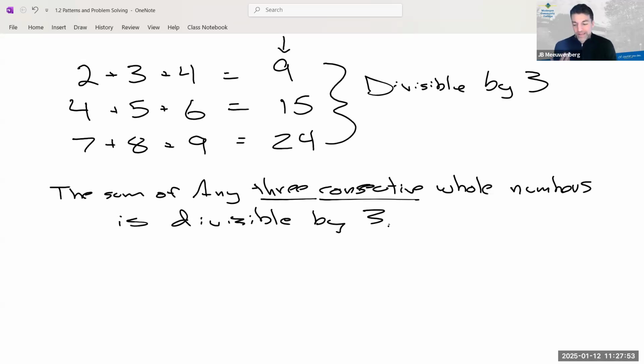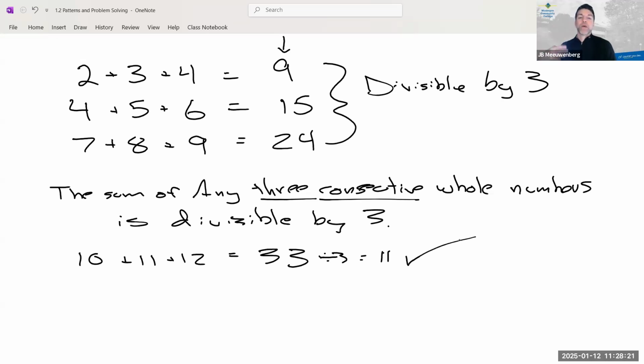We've just used inductive reasoning. We've observed a pattern and we've made an informed guess. So therefore, we might assume the pattern holds true. So maybe we start by testing a couple more. Let's just do 10, 11, 12. 10 plus 11 plus 12 is equal to 33. Is 33 divisible by 3? Yeah, it's 11. So that one checks out.